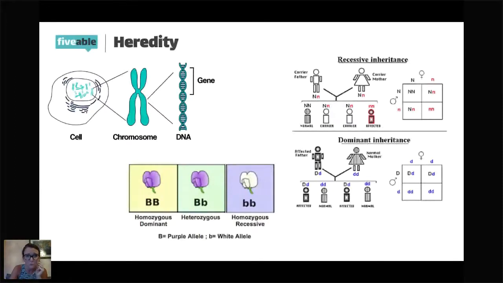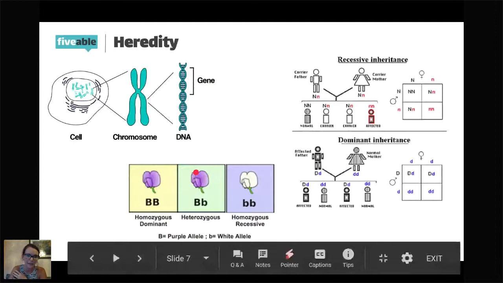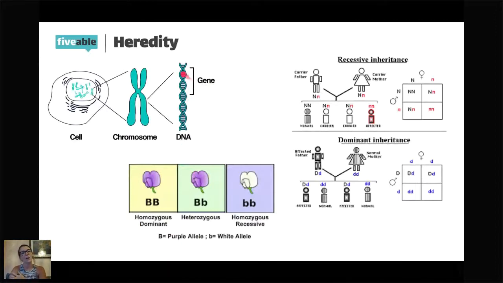So what you can see here is that lovely classic double helix ladder shape of DNA. And then our chunks of DNA have what we call genes in them. So genes are just a specific segment of DNA that codes for a specific protein.